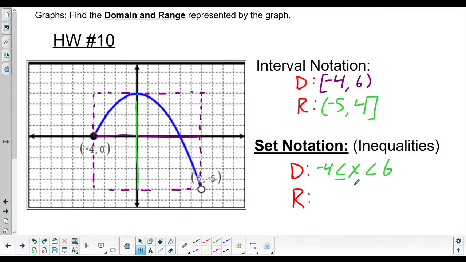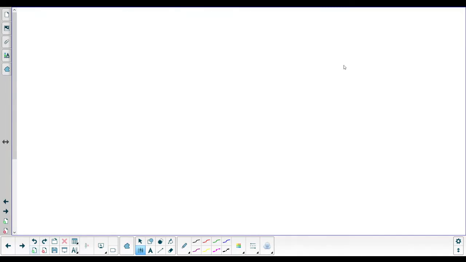For range, we're not talking about x, we're talking about y. Less than, goes from -5 to 4. The 4 has a bracket because we're including it, so we put a line under it. And there we go. Let's talk about one more type of graph really quick. Domain, range, and I'm just going to show you interval notation.